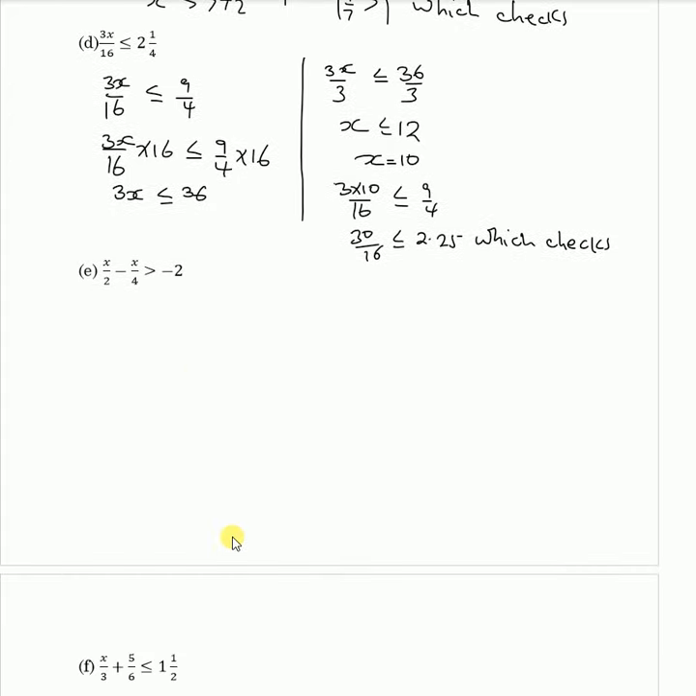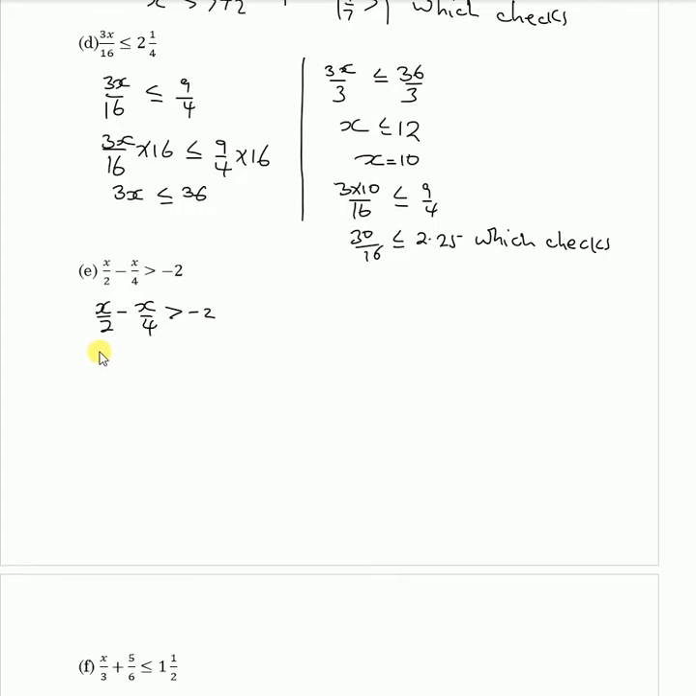Then we have this one here, e, x over 2 minus x over 4 greater than negative 2. Now here you can see 2 and 4. The LCM is 4. You know how to get LCM. Check the videos on this channel. There are those which can teach you how to get the LCM. LCM is 4. Multiply through by 4.